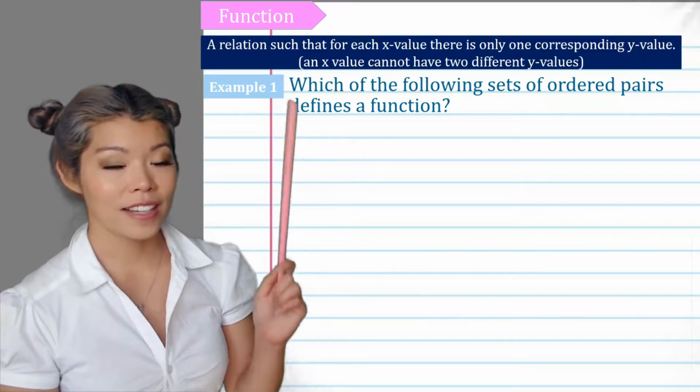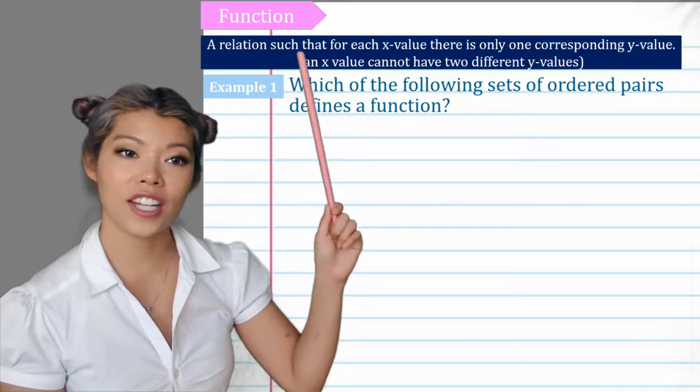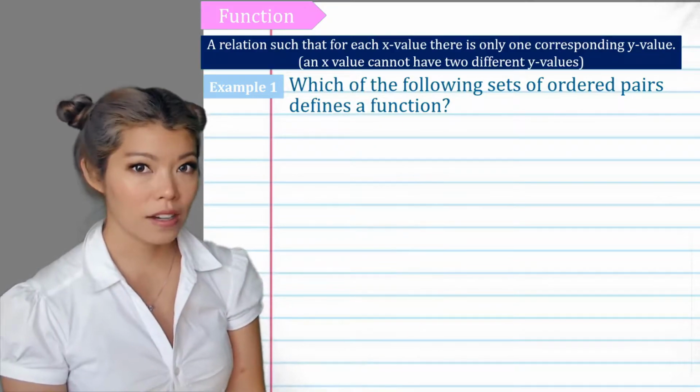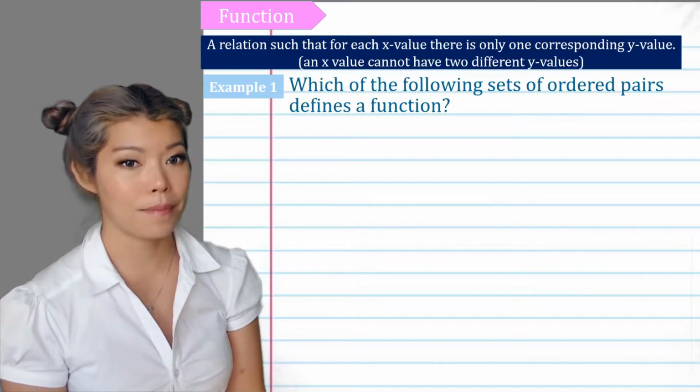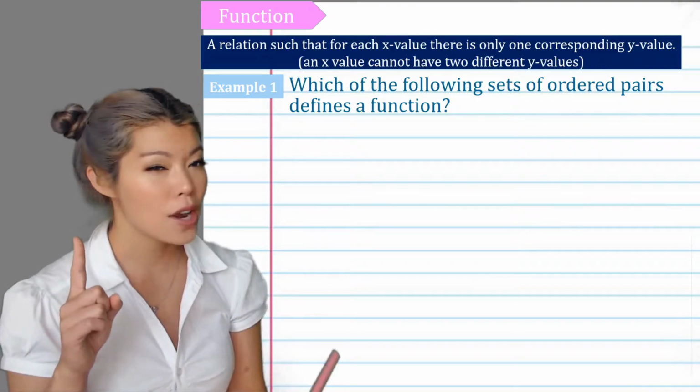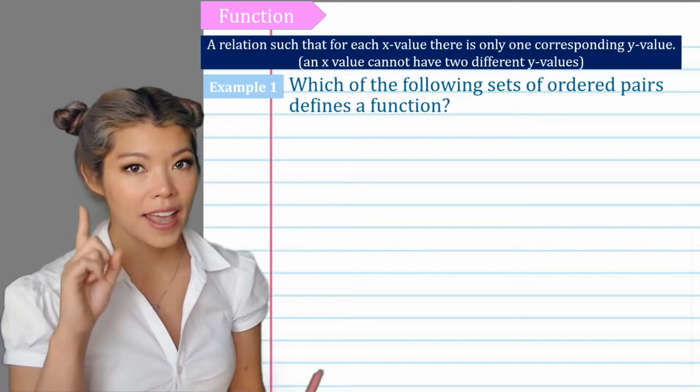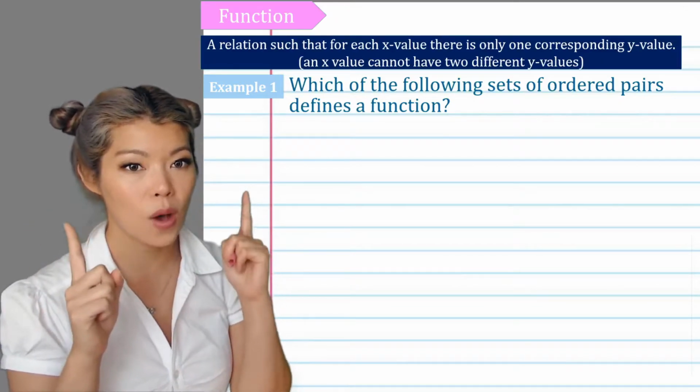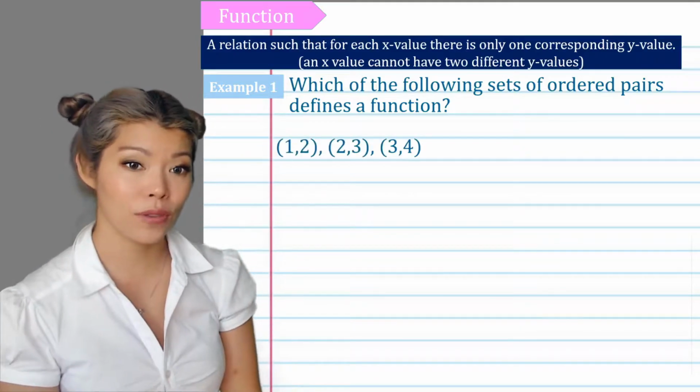A function is a relation such that for each x value, there is only one corresponding y value. That means every x cannot have more than one y. Every x can only have one y. Let's have a look at three really simple examples.